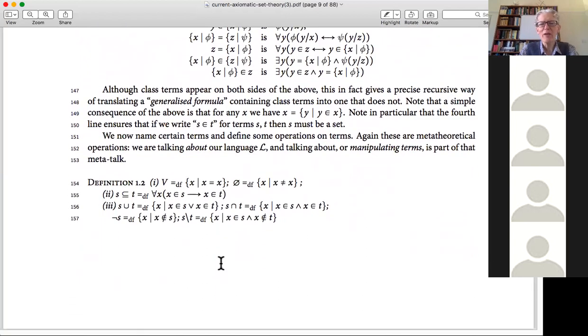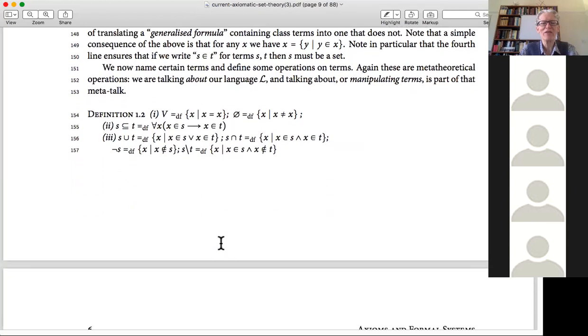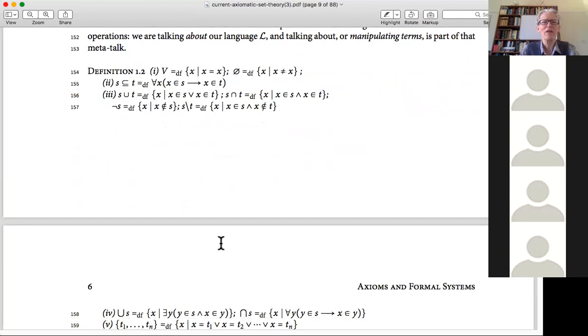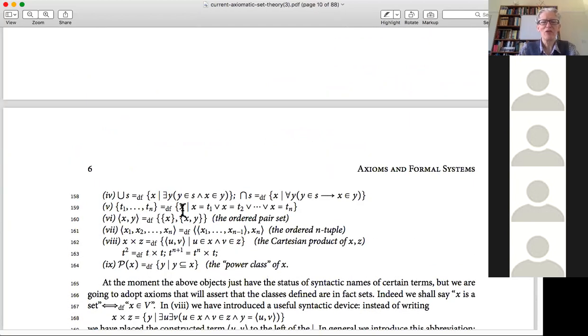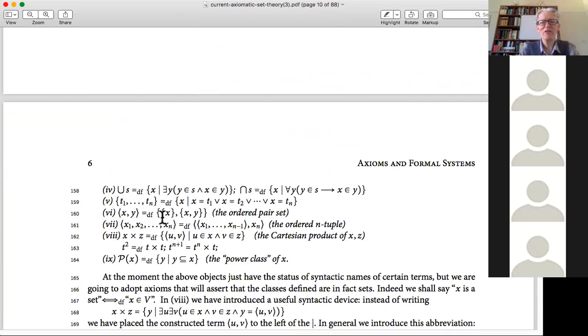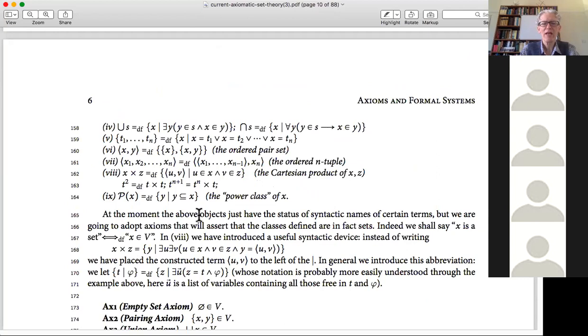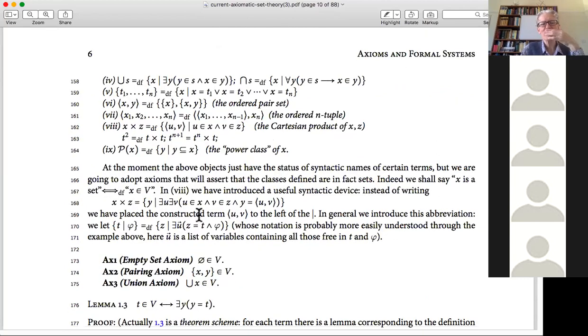So further to recap, we saw there was a way we can just think of V as being a term, the class of x's that equal themselves. And various other definitions of straightforward objects that we have here. Ordered pairs I can think of as being the term that's given by, well, I've just explicitly written them out, singleton x and doubleton xy. So let's consider the axioms then.